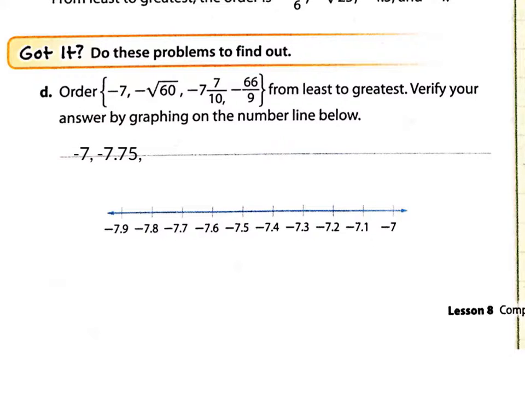Then what else we got? What's negative 7 and 7 tenths? 7.7. And then negative 66 over 9. I don't know. Negative 7.33 repeating. Okay.